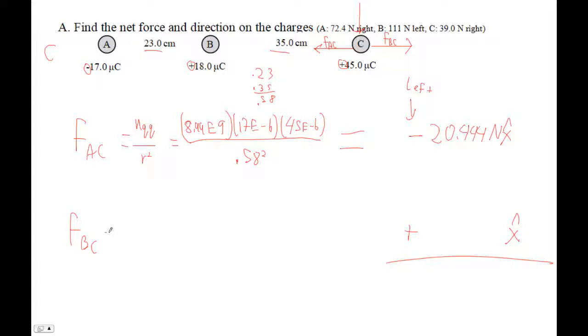Okay, so the force of B on C, we're going to use kQQ over R squared, 8.9.